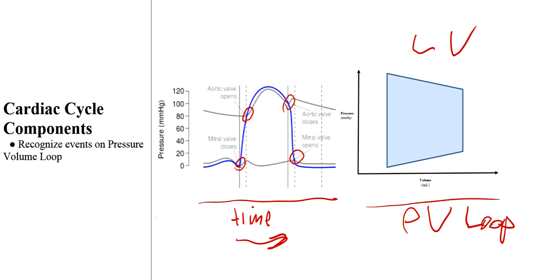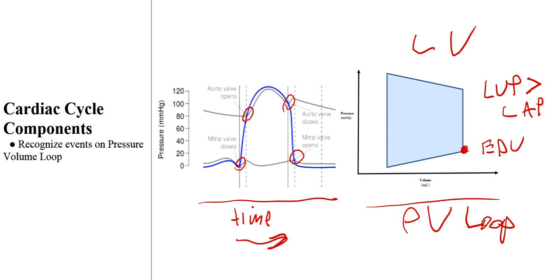Let's start with just a point here. I'll start with mitral valve closes. When does the mitral valve close? It closes when the left ventricular pressure becomes greater than the left atrial pressure. And where does that take place? It's right here. And what's that called? It's called end diastolic volume.